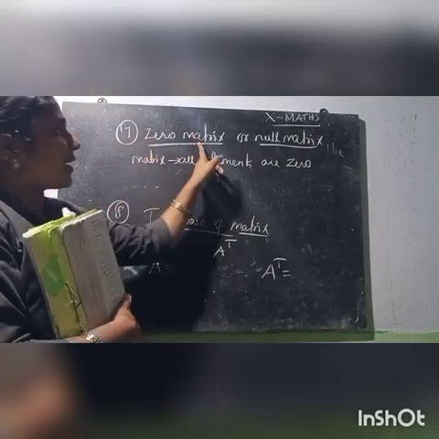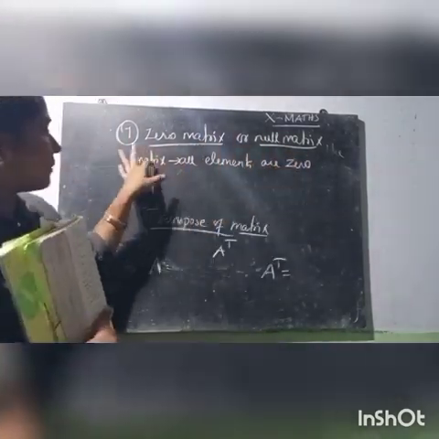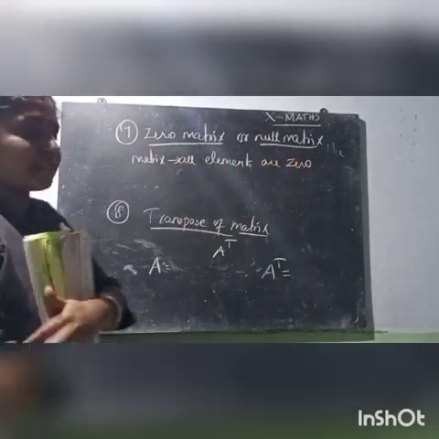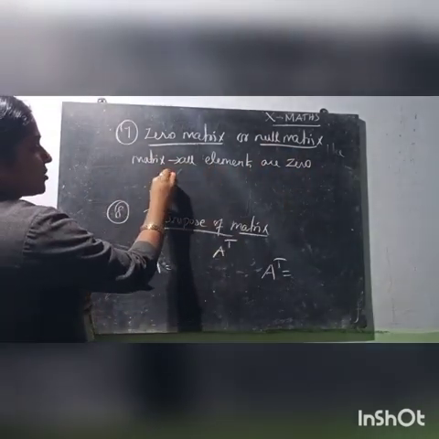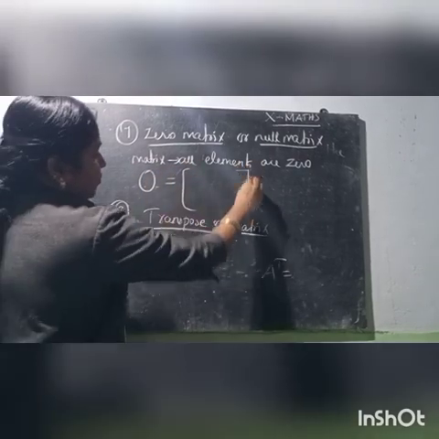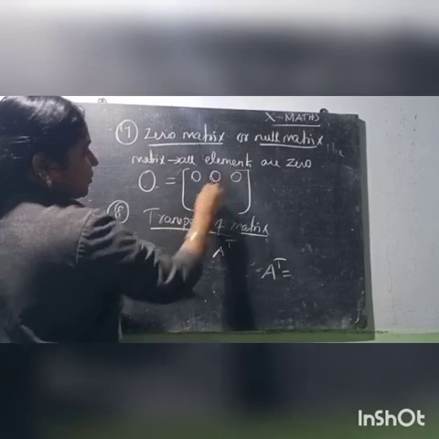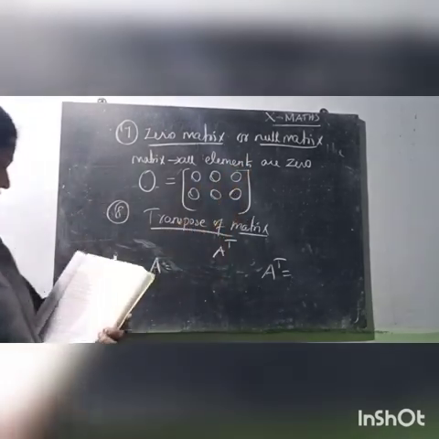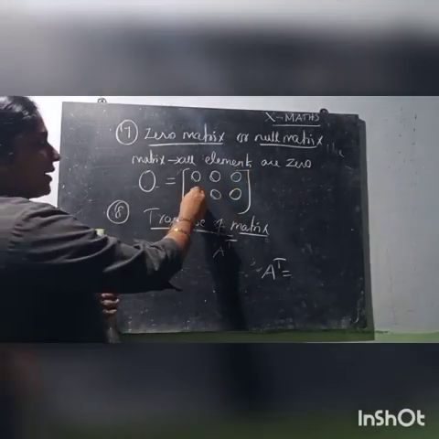Seventh type, zero matrix or null matrix. In a matrix, if all the elements are 0, then that matrix is known as a zero matrix. So, for example, null matrix O equal to 0, 0, 0. All the elements are 0. So this is called a null matrix.